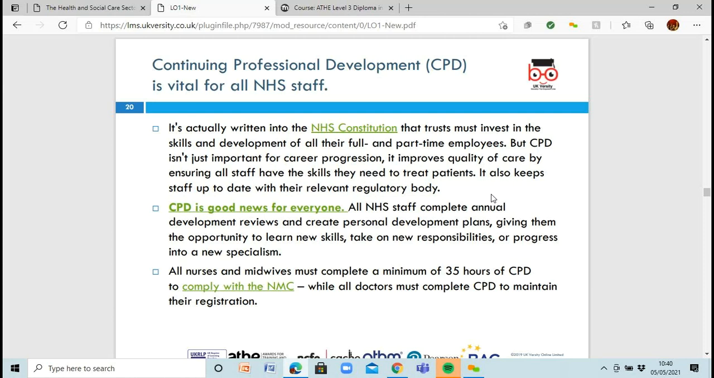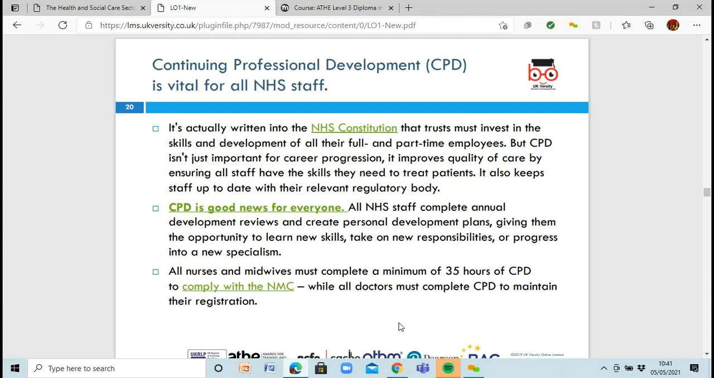All of this is CPD. All of this is you learning how to do something. So it's not physically you just sitting down and reading things or completing courses. It can be you watching as well. So CPD is good news for everyone. All NHS staff complete annual development reviews and create personal development plans. So it gives you the opportunity to learn new skills, and it also helps you to take on new responsibilities and maybe even go into a new specialism.